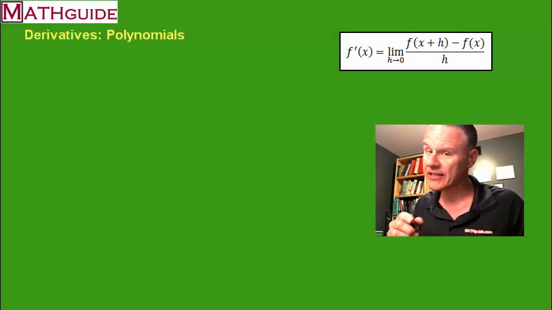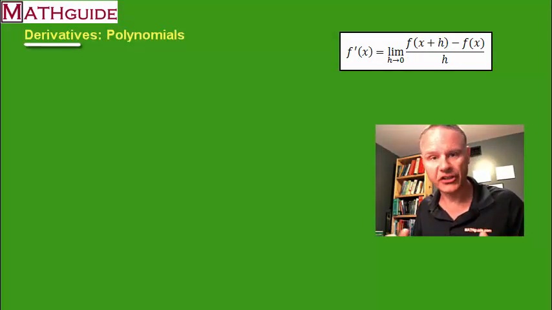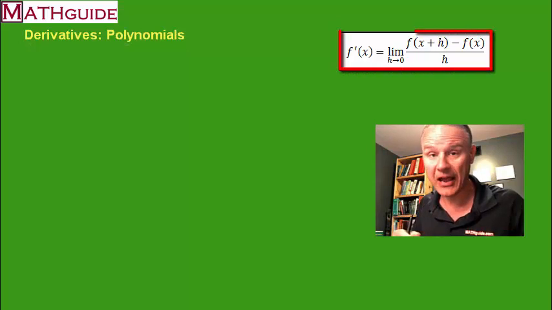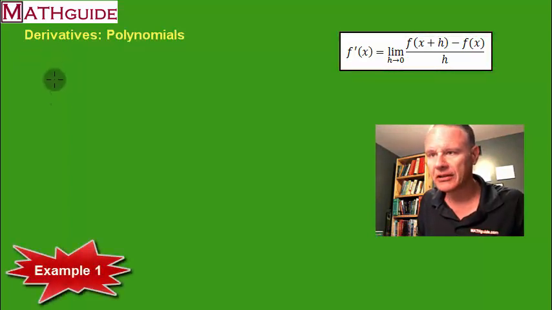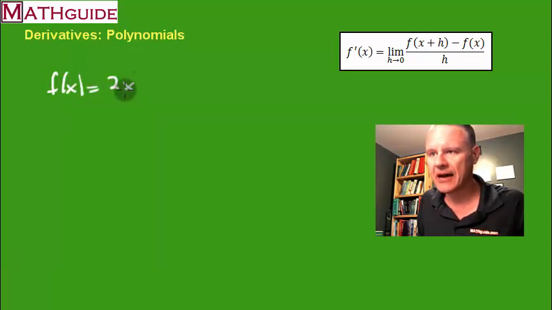So in this video, we're going to take a look at how to determine the derivatives of polynomials. Over there in the top right corner, you're going to see that we have the formula for derivatives, and let's use it. Okay, so let's take a look at our first example. Let's say we start with the function f of x equals 2x plus 5. Okay, so here's our function.